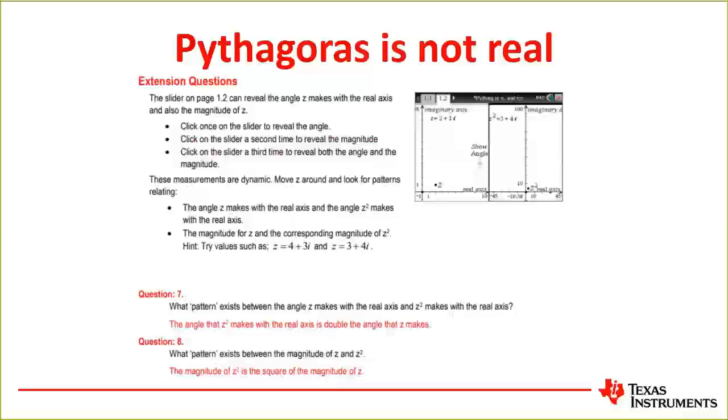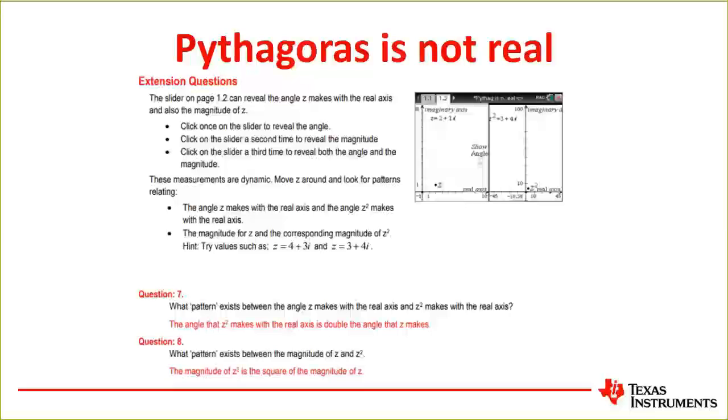If you have a look at that screenshot there, the slider on page 1.2 can reveal the angle Z makes with the real axis and also the magnitude of Z. And it's quite a clever slider. You click on it once and it reveals the angle. You click on it a second time and it reveals the magnitude. And you click on the slider a third time to reveal both the angle and the magnitude. These measurements are dynamic and they're updated when you move Z around the Argand plane.